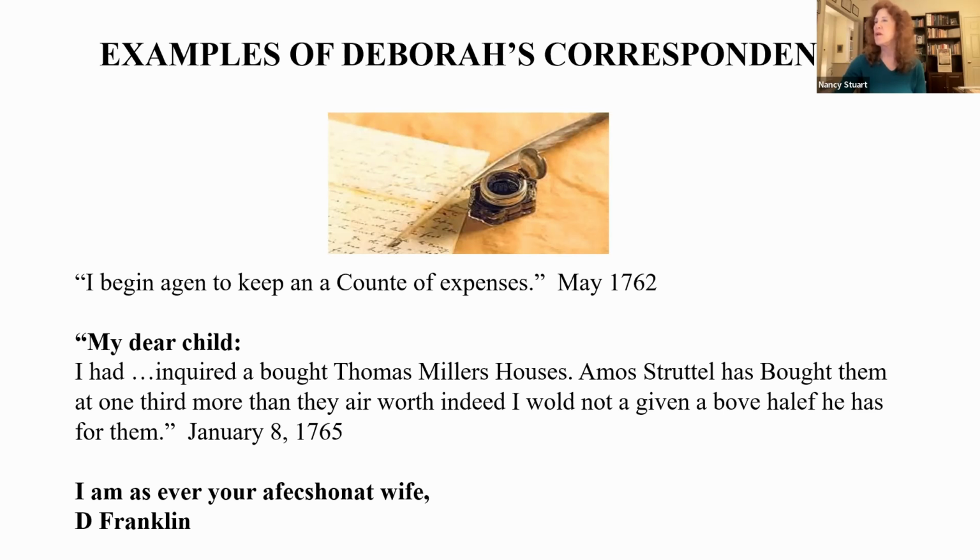But if you read it carefully, and here I've given two examples where she's astute with her money. One of them is, "I begin to keep an account of expenses." And another one, she said she inquired about Thomas Miller's houses, and Amos Strudel bought them at one-third more than they're worth. "Indeed, I wouldn't have given half that he did for them." She did later buy and sell property and a lot of other things. So she's been pretty much maligned historically until very recently, until feminist scholarship began to understand what is beneath what looks like a woman who is really not very capable.